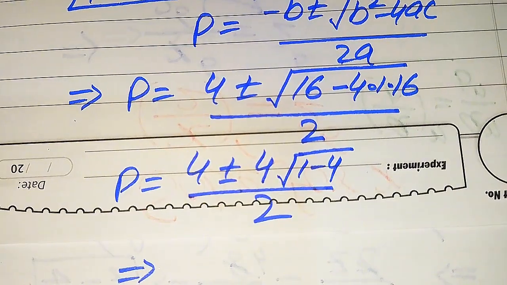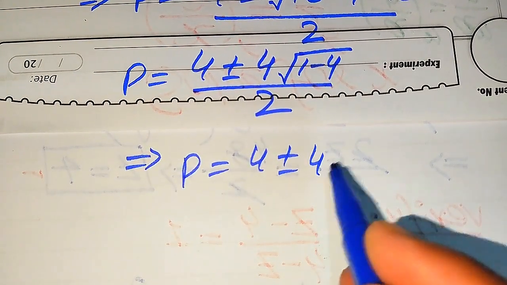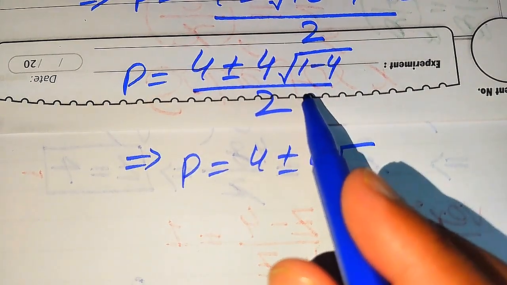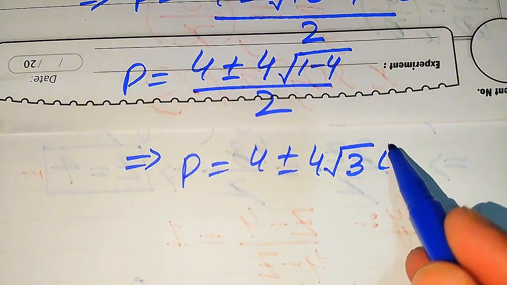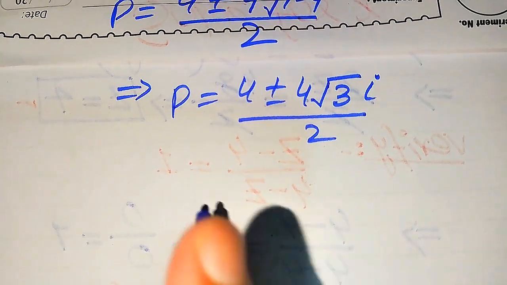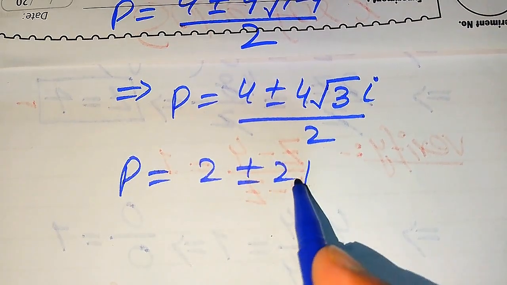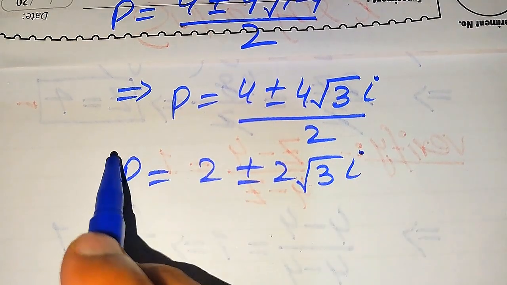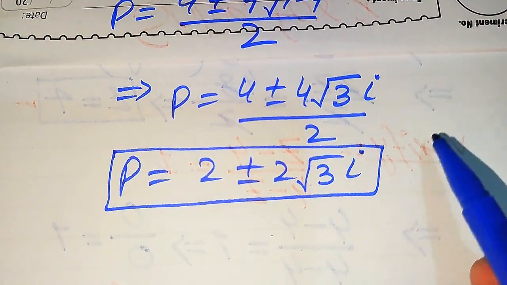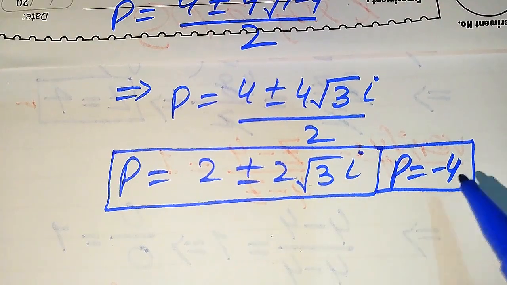So here we obtain the value of p equals 4 plus minus 4 times the square root of 1 minus 4, and 1 minus 4 becomes minus 3, and you know that the square root of minus 3 becomes the square root of 3 times iota, divided by 2. Here we need to break this fraction, and it will be written as 2 plus minus 2 times the square root of 3 into iota. So these are the other two complex roots of the given equation, and from equation number 2 we get these 3 roots.